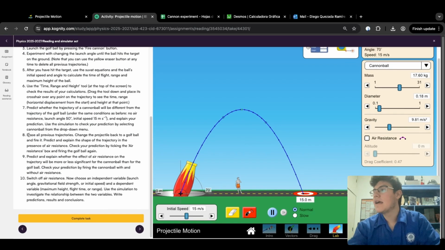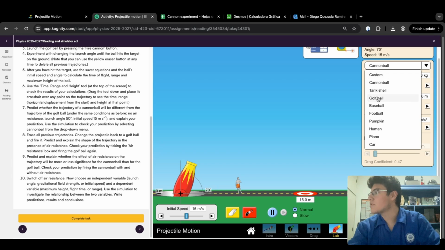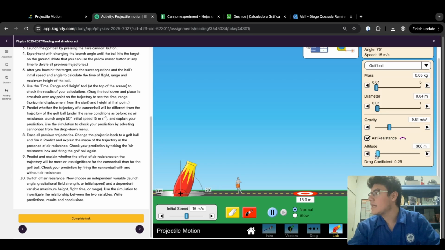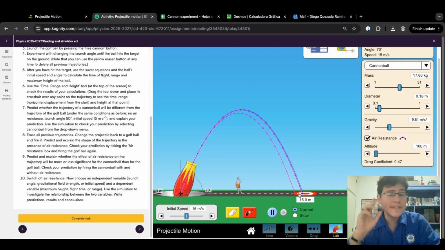It says, erase all the previous trajectories and set the type of projectile back to a golf ball. Let's first fire it without air resistance. Then let's apply air resistance of 100 meters. Let's fire it, and we see some changes. Let's compare it to a cannonball with air resistance. We see that there is pretty much no difference between the cannonball with and without air resistance, but there is a difference between the golf ball with and without air resistance.